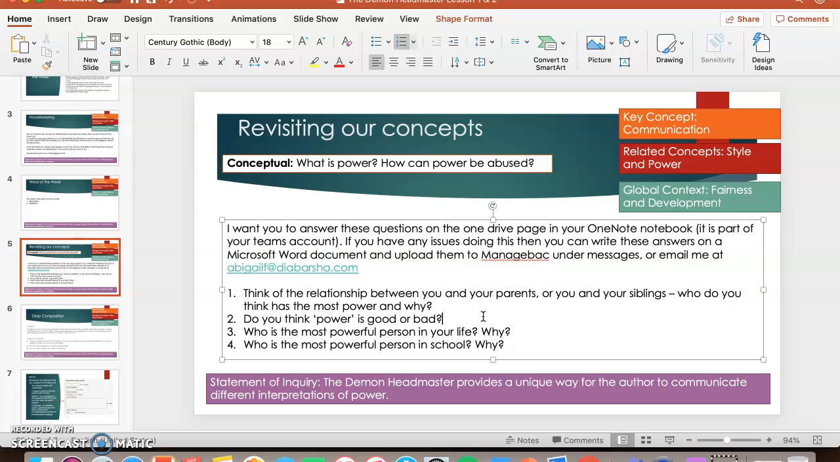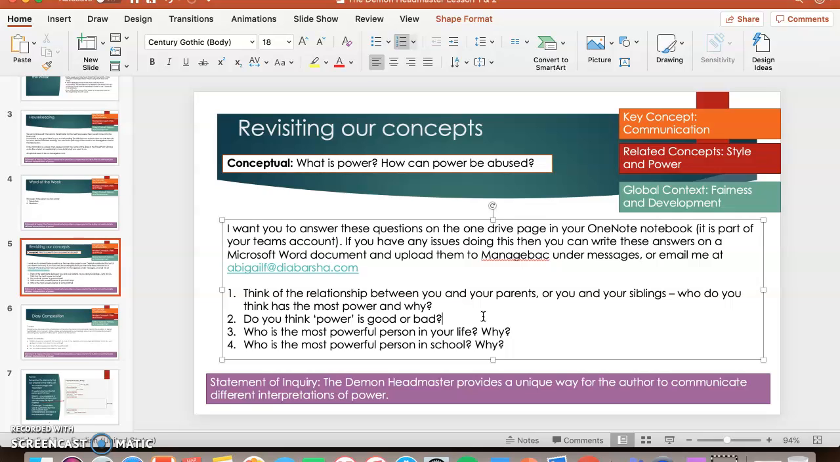So think of the relationship between you and your parents, or you and your siblings, so like your brother or your sister, they could be older or younger. Who do you think has the most power in your relationship and why? So for example, you may feel that you have an elder sibling who has more power than you because they're older, they get to go to bed later, they get to go out, they have more independence, or when you argue, they always seem to win the argument.